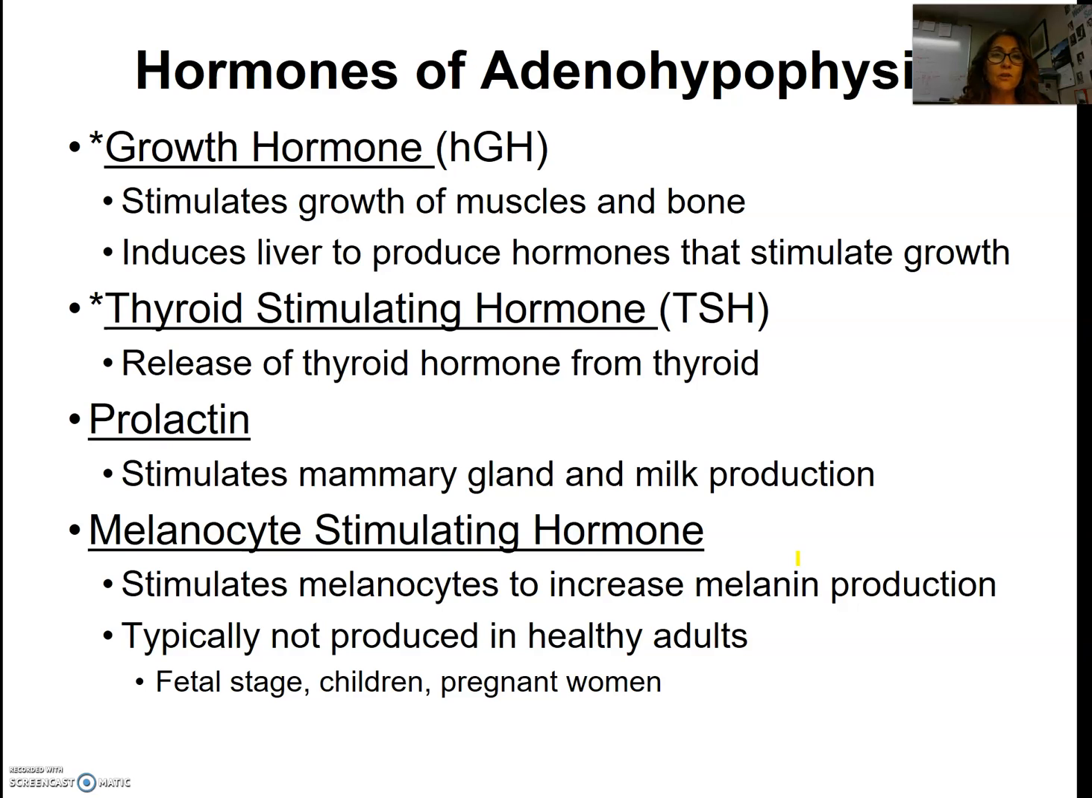Prolactin is a hormone that is going to stimulate production of milk during pregnancy, so obviously that's not always going to be active in a female. And then melanocyte stimulating hormone. This is where you have the production of melanin in response to changes in the environment. And so you're usually not going to see this in healthy adults, but you will see this in pregnant women, children, and very early fetal development.